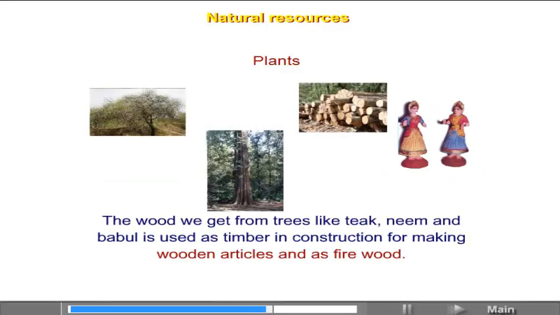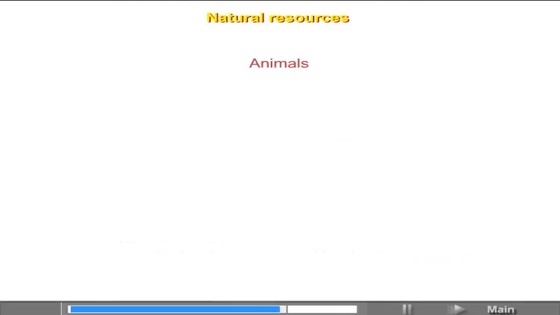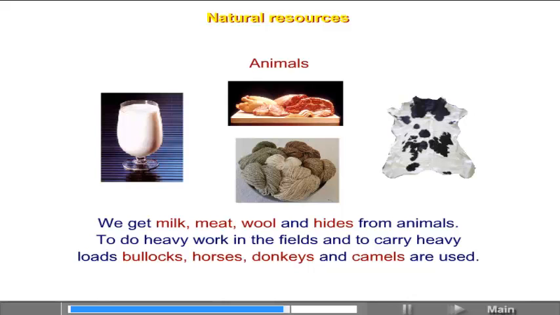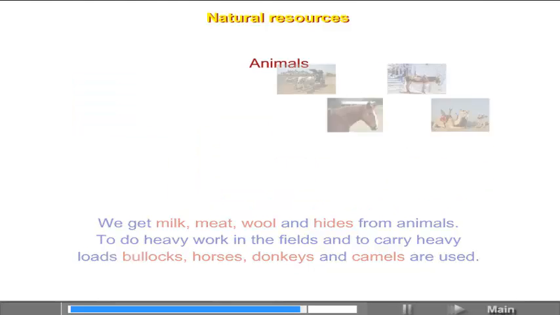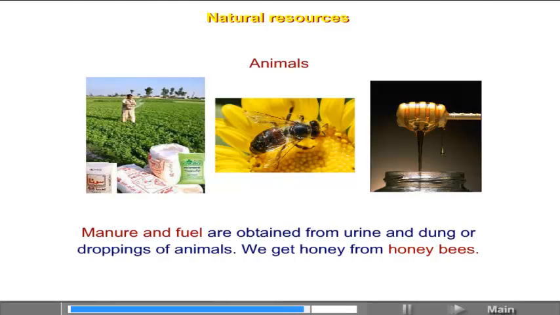The wood we get from trees like teak, neem, babool is used as timber in construction, for making wooden articles and as firewood. Animals. We get milk, meat, wool, and hides from animals. To do heavy work in the fields and to carry heavy loads, bullocks, horses, donkeys, and camels are used. Manure and fuel are obtained from urine and dung or droppings of animals. We get honey from honeybees.